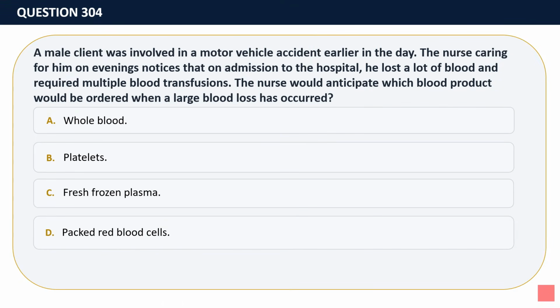Question 304. A male client was involved in a motor vehicle accident earlier in the day. The nurse caring for him on evenings notices that on admission to the hospital, he lost a lot of blood and required multiple blood transfusions. The nurse would anticipate which blood product would be ordered when a large blood loss has occurred. A. Whole blood. B. Platelets. C. Fresh frozen plasma. D. Packed red blood cells.